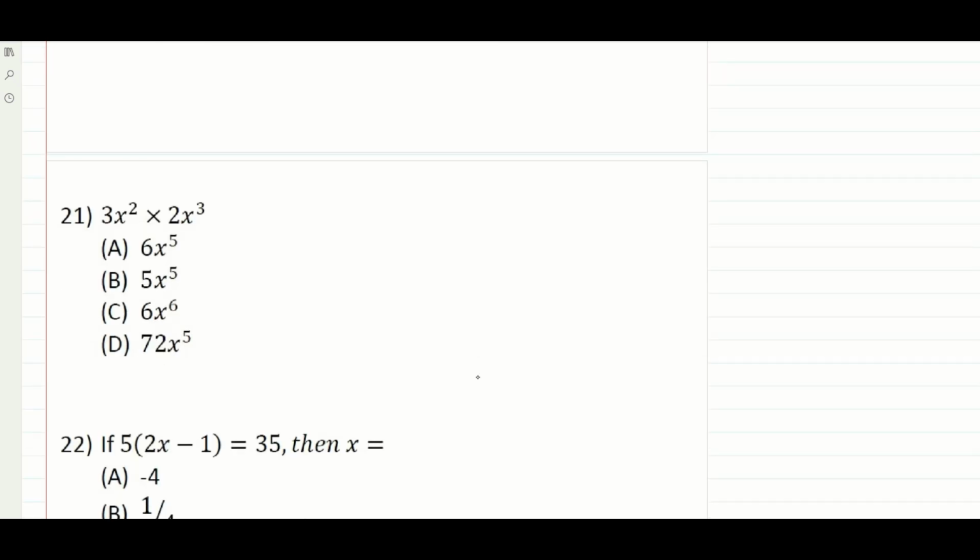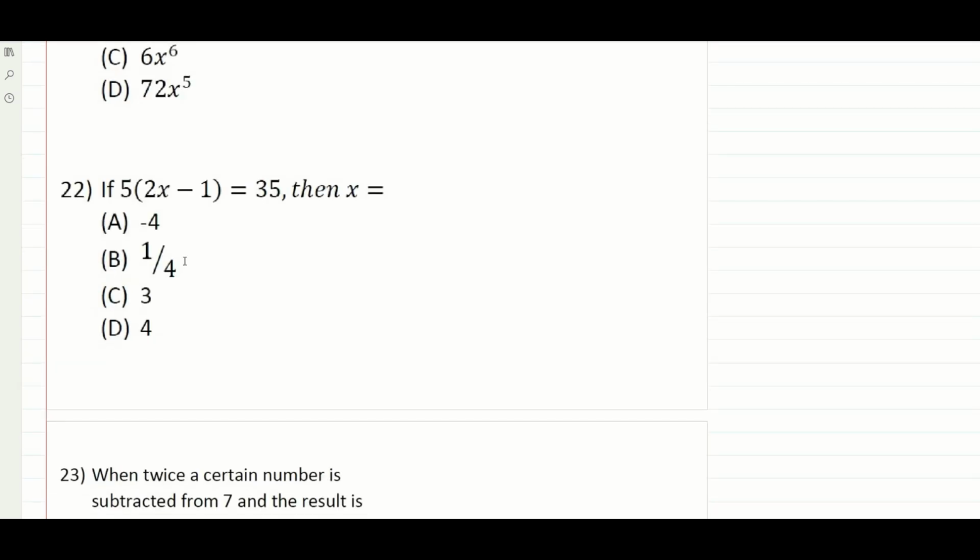Again, this would be 3x squared times 2x cubed. Right, this is laws of indices. You could say 3 times 2 times x squared times x cubed. That would be 6 multiplied by x to the power of 2 plus 3. That is 6x to the power of 5. So the answer is E for this question.